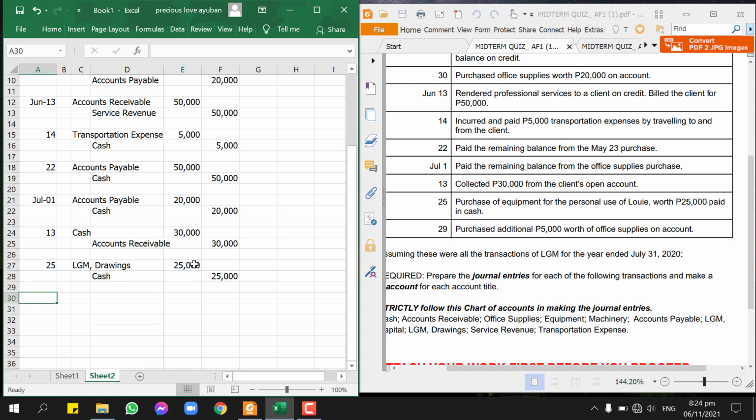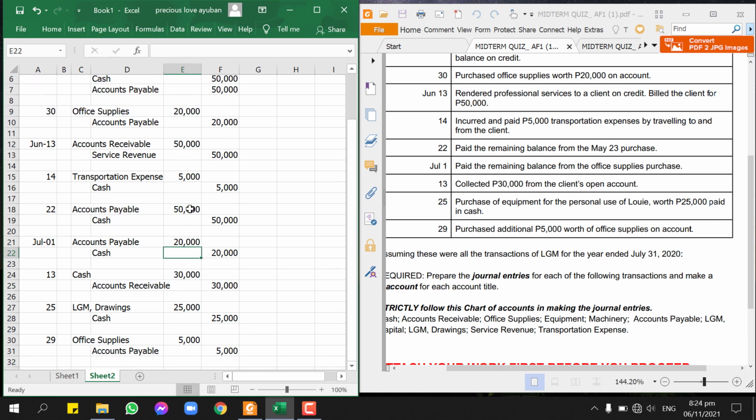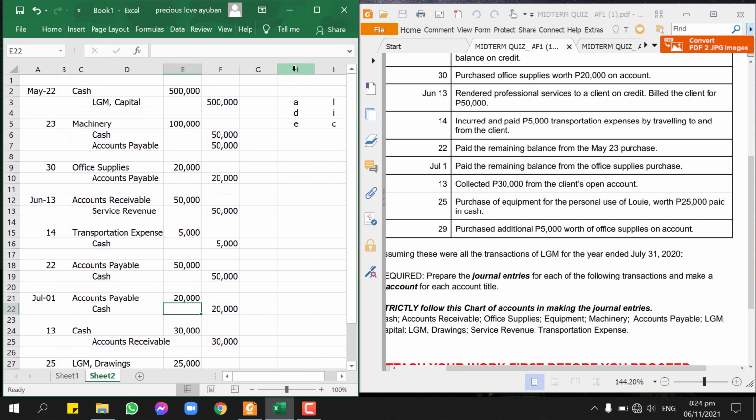Next, we have purchased additional 5,000 worth of office supplies on account. So, ito na yung last transaction natin. Debit tayo, office supplies of 5,000 and then credit tayo ng on accounts, ibig sabihin accounts payable. Okay, so 5,000. So, ito na yung ating journal entry para sa lahat ng ating transactions.